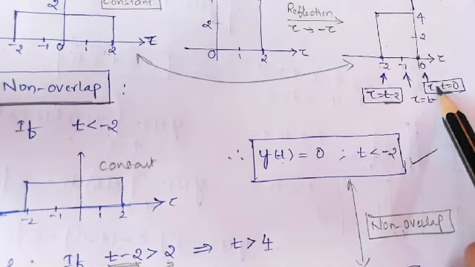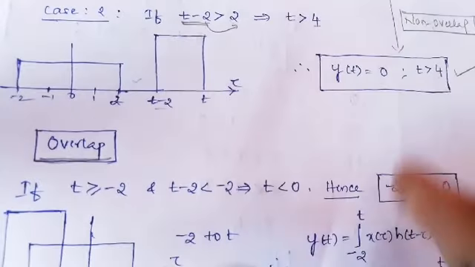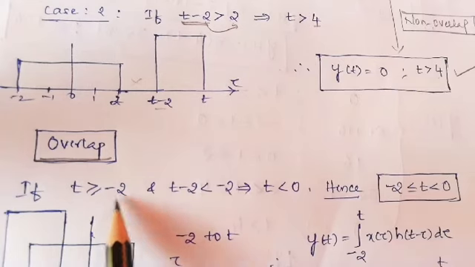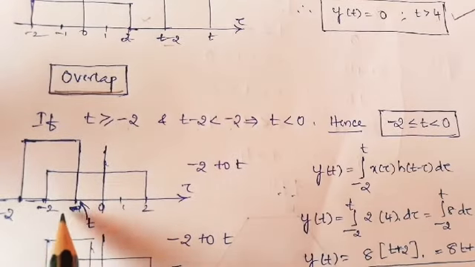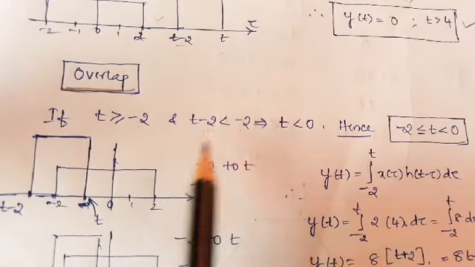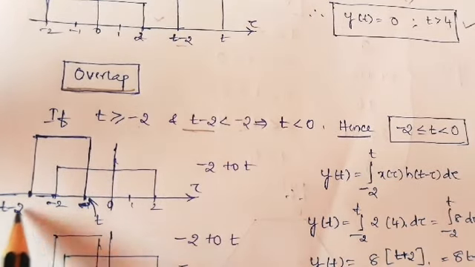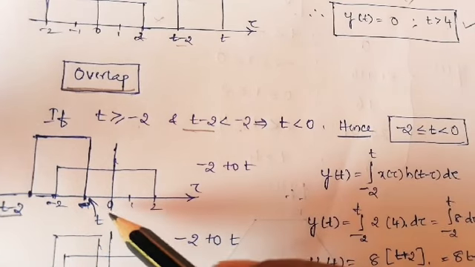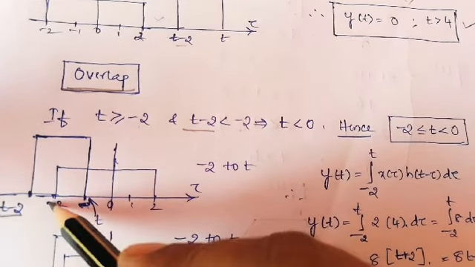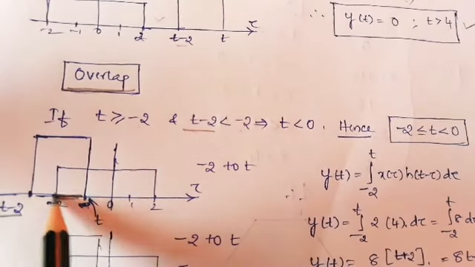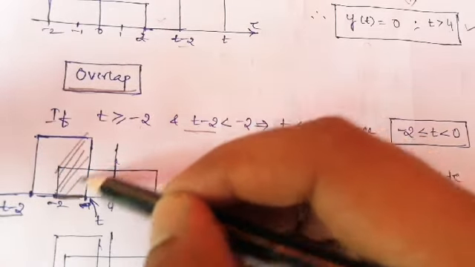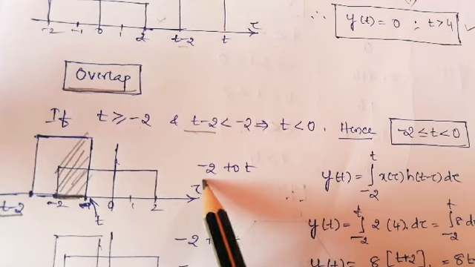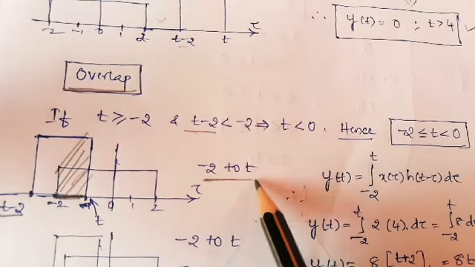If this point t is greater than minus 2, and the second point t minus 2 is less than minus 2, what happens? So let us see. If t is greater than minus 2, somewhere you can take after the minus 2, and the second point t minus 2 is less than minus 2. So for this illustration, how much overlap occurs? From minus 2 to t. This amount of the sequences' amplitudes overlap. So the overlap region is from minus 2 to t.